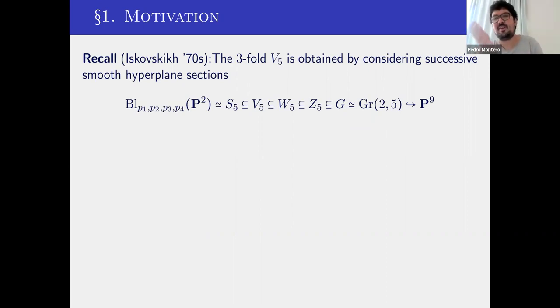And you start to take hyperplane sections to reduce the dimension, smooth hyperplane sections. The first hyperplane section, which I call Z, is of dimension 5. Then another hyperplane section, which I call W, is of dimension 4. And B is of dimension 3, it is your threefold. Just for fun, if you take another hyperplane section, you get the quintic del Pezzo surface, which is isomorphic to the blow-up of P^2 at 4 points. I put a 5 in all these varieties because they are quintic del Pezzo varieties, as I will tell you in a few minutes.